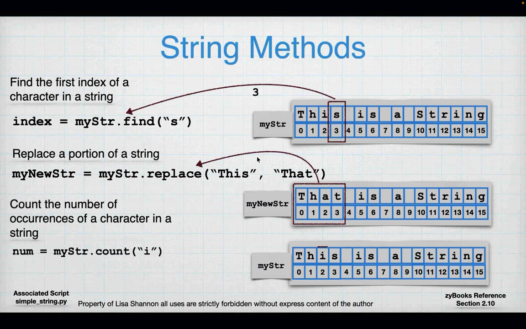So the other one is to count the number of occurrences of a character in a string. Just use count, it's a dot notation, and all you're doing is you're giving it a character, and it's going to count the number of times, in this case, the lowercase i shows up in my string, and in this case, it's 3. And you may just have to use count in a lab this week.